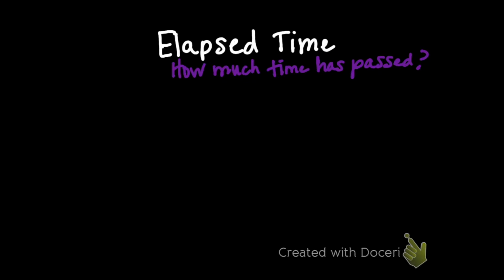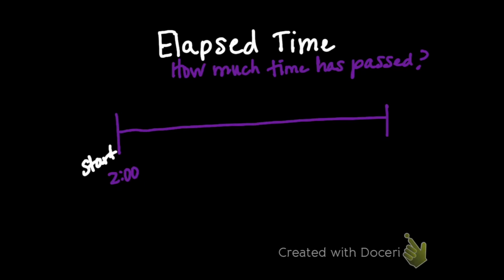I'm going to actually show you elapsed time trying to solve working forward. And then I'm going to show you how to work backwards. So let's say we have a time that's starting at 2 o'clock. That's my start time. Okay. And someone tells me, you know what? It's 2 o'clock. And 6 hours and 30 minutes has passed. So after the 6 hours and 30 minutes has passed, how much time has it been? Or what time will it be? So we want to know the ending time.